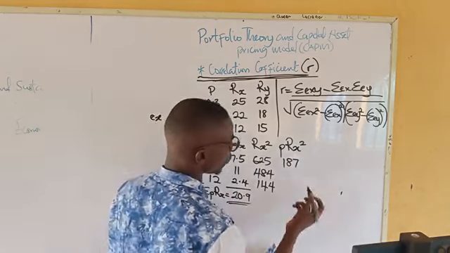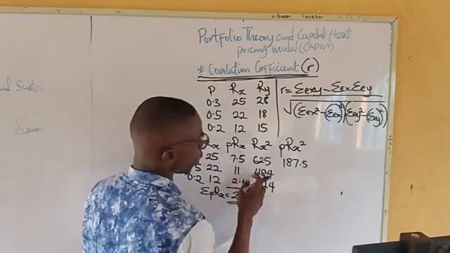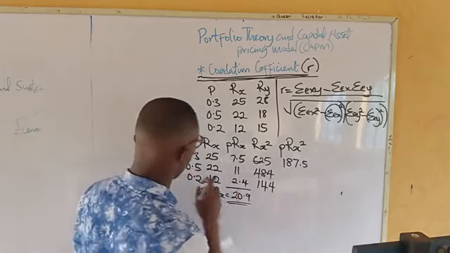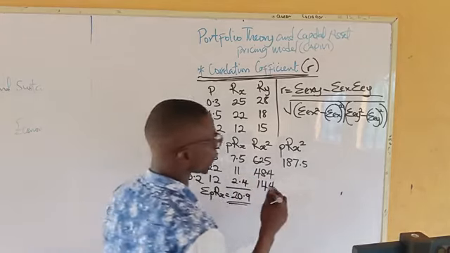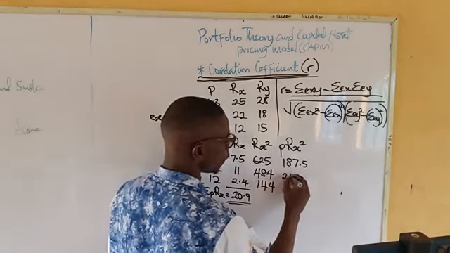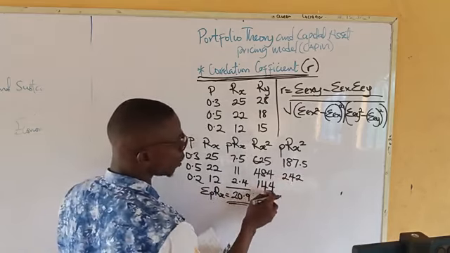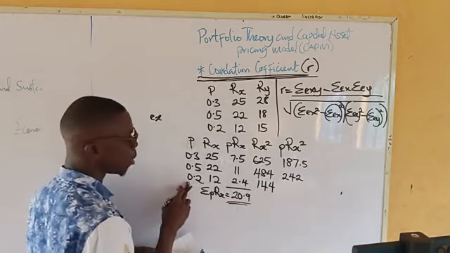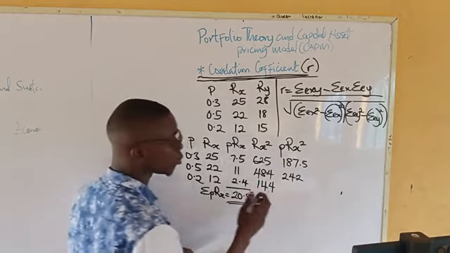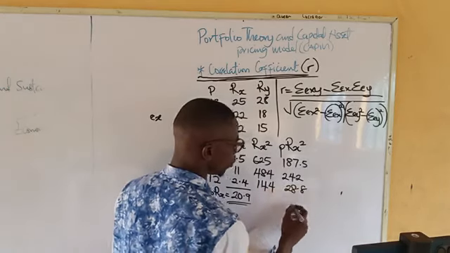187.5. 484 times what? 0.5. 242. So 144 times what? Probability of 0.2 is what? 28.8.